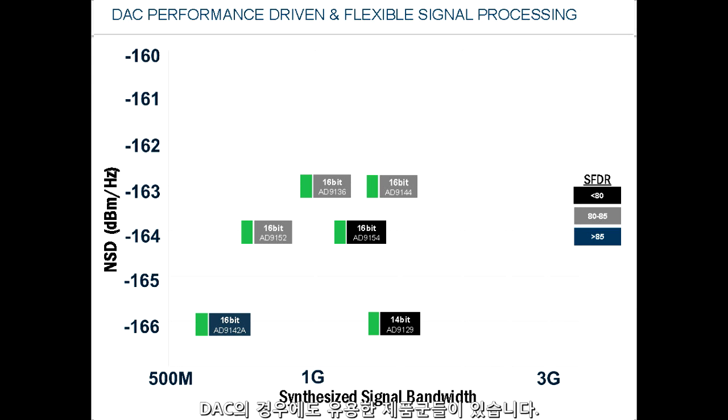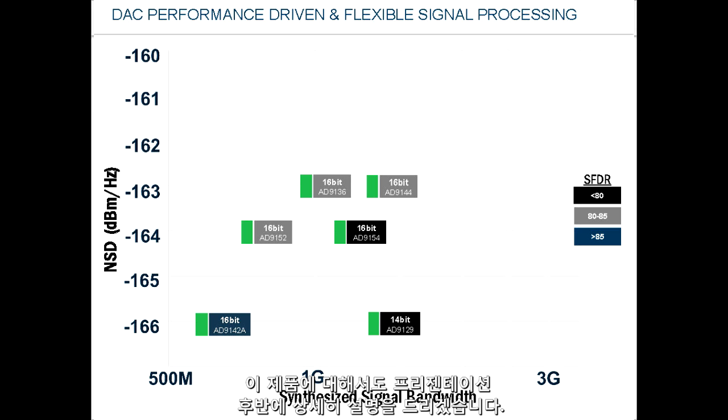Moving on to the DAC side, there are a handful of offerings here as well. However, I want to highlight the AD9129 in terms of its NSD, noise spectral density, sampling rate, and SFDR performance. Again, I will go into more detail in this DAC a little bit later in the presentation.